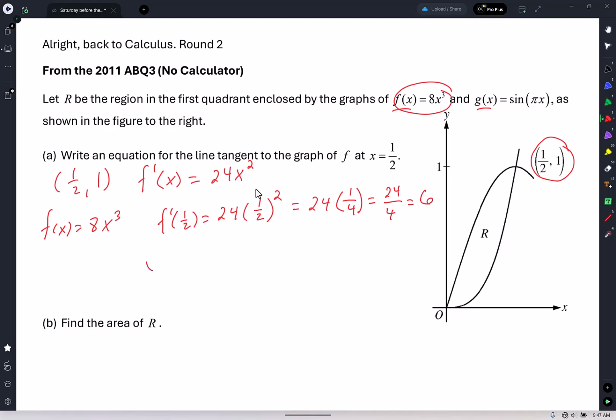I'm just going to go y minus 1 equals, what's my slope? 6 parenthesis x minus 1/2. Done. I would not try to simplify that. You can if you want, but be careful that you don't make an algebra mistake.